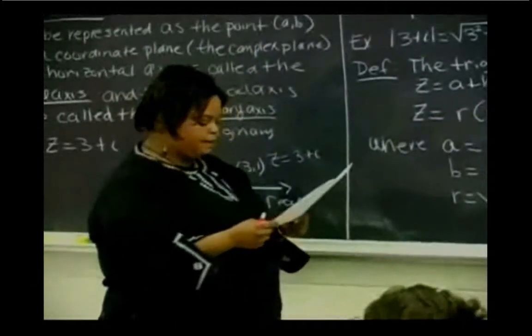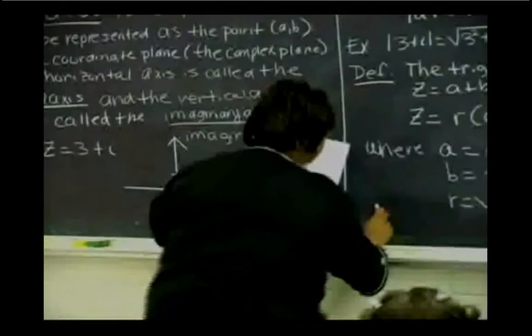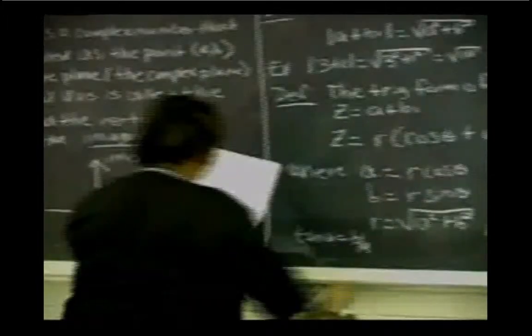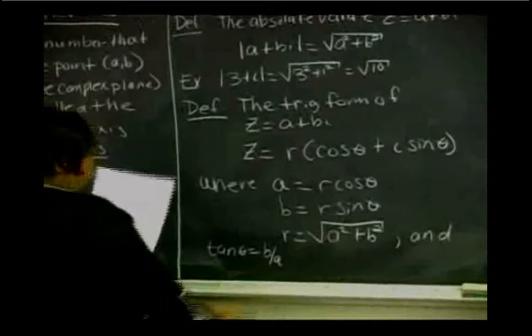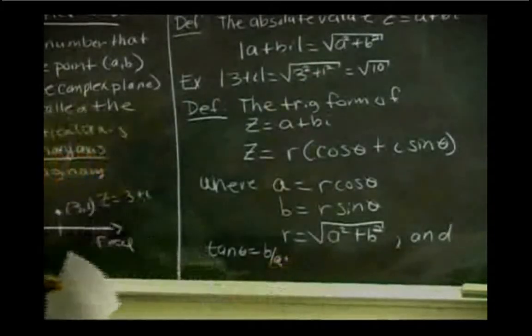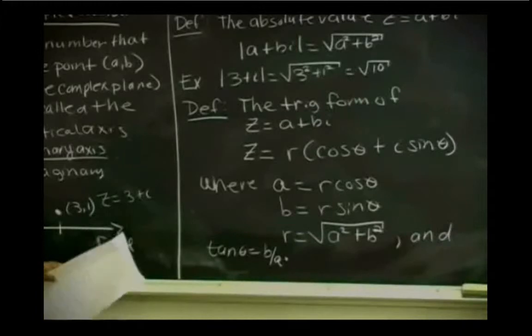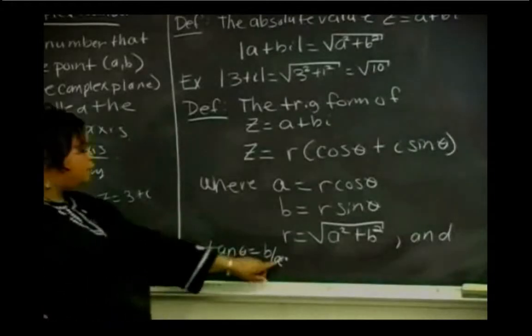Okay? And we can find theta. Tangent theta is defined to be the ratio B over A. Okay? B over A. Tangent theta is B over A. That's a period.